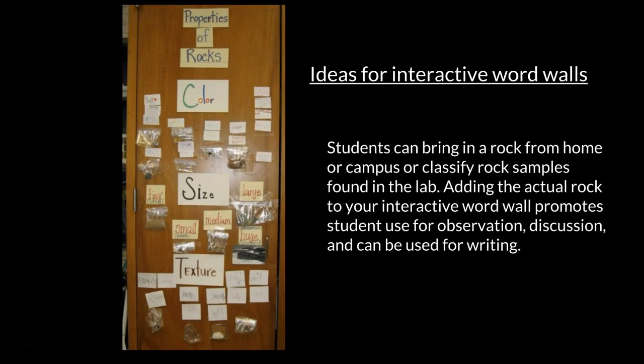Okay, I just want to show you a couple of images here to help you get some ideas maybe for some interactive word walls. So when we look at rocks, it might be neat to have students bring a rock from home or find one on campus, and then they can start to classify them together based on color, size, and texture. And then this is an example of just using baggies to actually show some of the samples that they bring in.